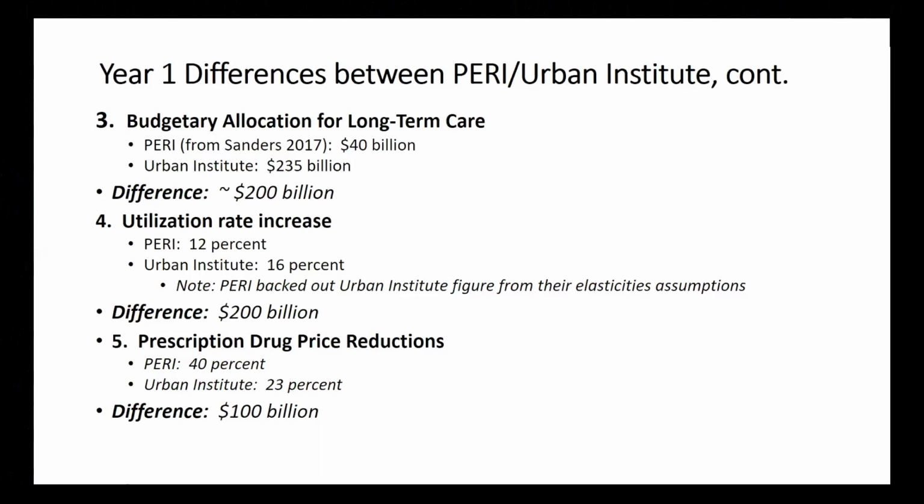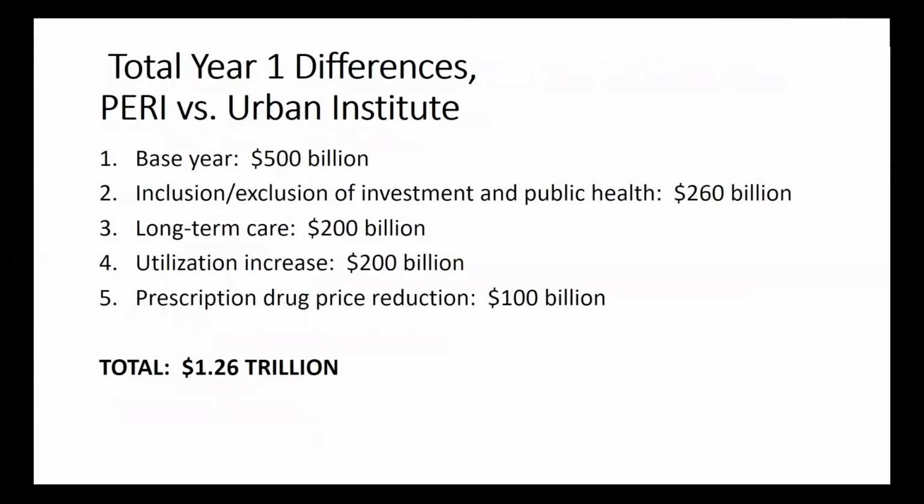So that's $200 billion. Prescription drug cost reduction, we had a 40% cost reduction, which is a lower cost reduction relative to the OECD averages, who are paying 50 to 60% less for prescription drugs. Why can't we get to 50 to 60%? Well, maybe we can, but we only allowed for 40%. Urban says 23%. Why 23%? They just don't want to say 40%. They don't want to say 50%. They don't really give a lot of justification. That's another $100 billion.